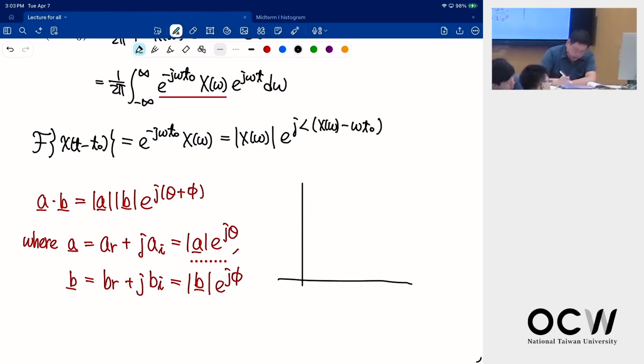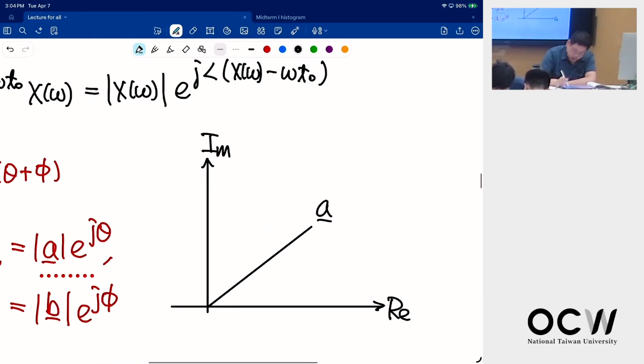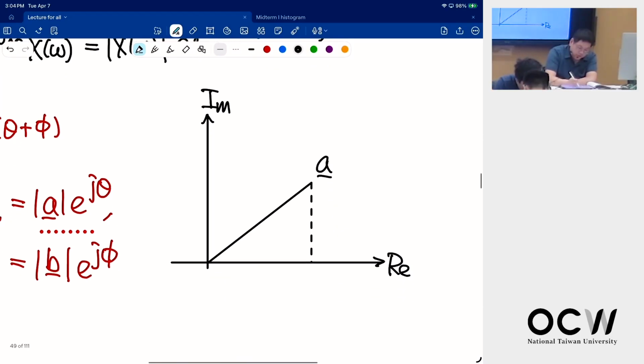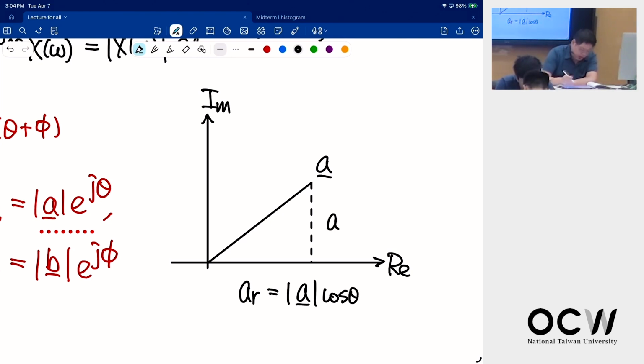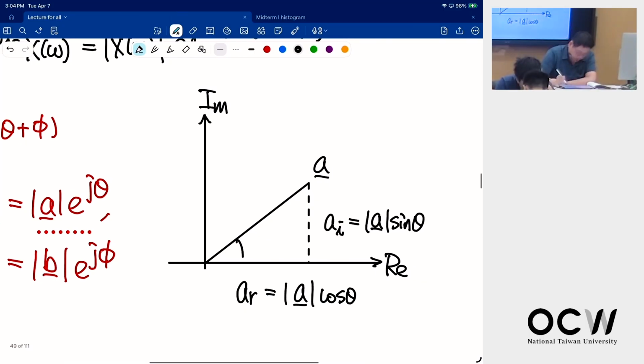Remember that for the real part and imaginary part, if I have a vector A, so here is the real part. And this one is the imaginary part. So here is theta. And over here is the magnitude of A.